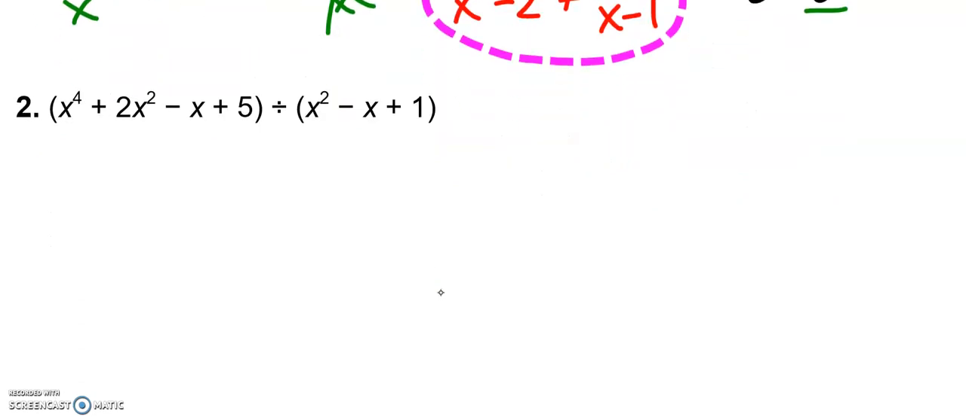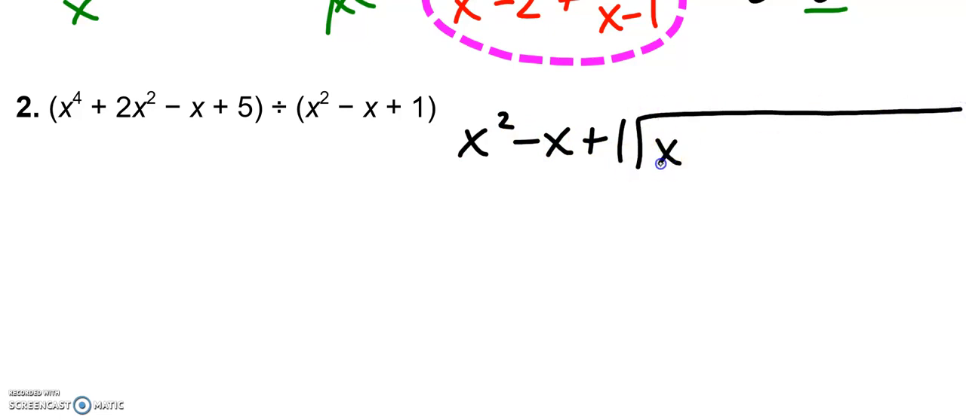Next one. Okay, I want you to actually try this on your own. I'm going to show you this setup just to make sure that we're comfortable with that. So we're dividing by x squared minus x plus 1, so that's going to go here. And then here, we're going to have x to the fourth plus 0x to the third plus 2x squared minus x plus 5. So here I did have to put in the 0 for an x to the third, since I started with an x to the fourth, and the next term was x squared.